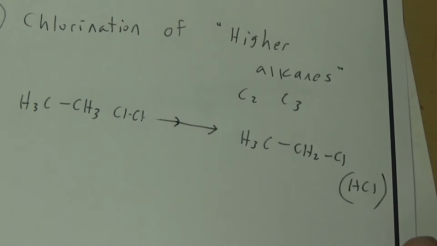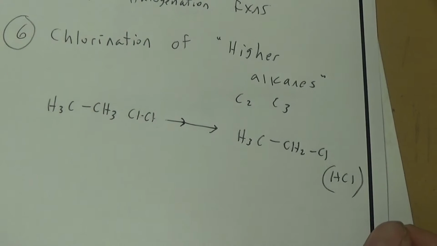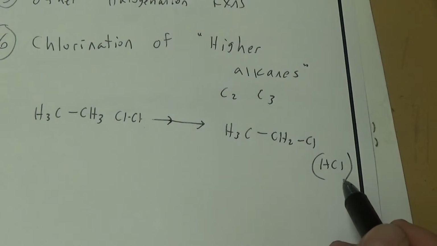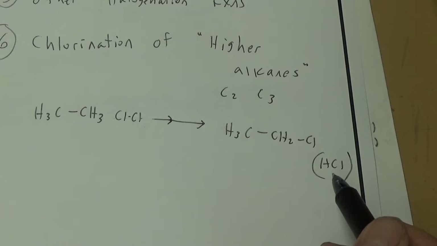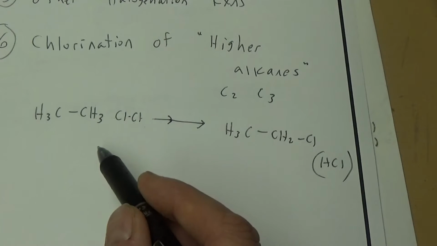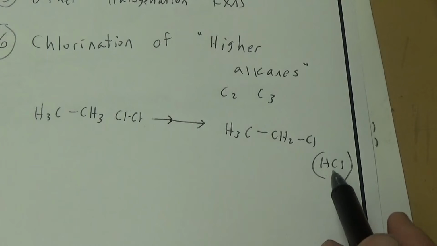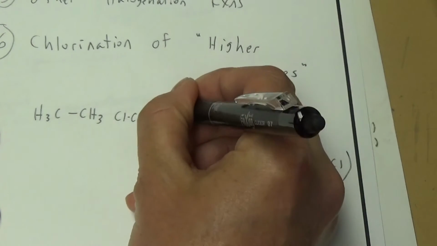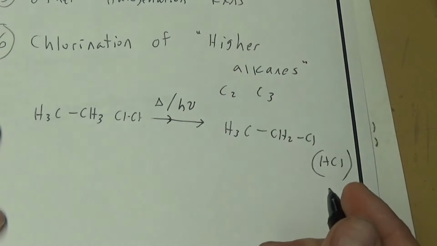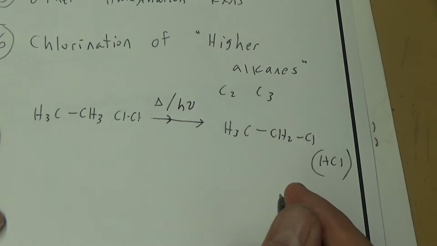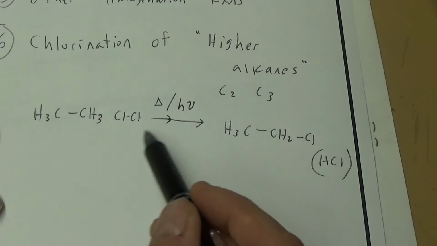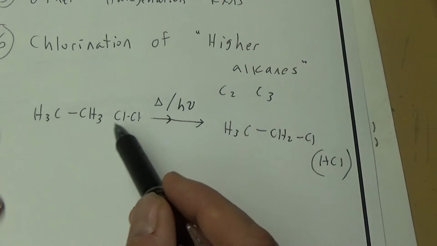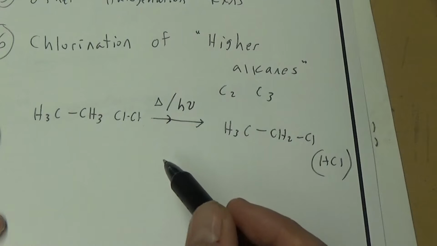The byproduct's not that important, so I wouldn't really worry about that. If I ask you to give all the products, you might say, oh yeah, there's some HCl also. But anyway, remember I'm missing something. Mechanistically, you need heat or light to get the reaction to go, because there's a little bit of an energy barrier, especially for the initiation reaction, the first thing where the Cl2 falls apart, right?